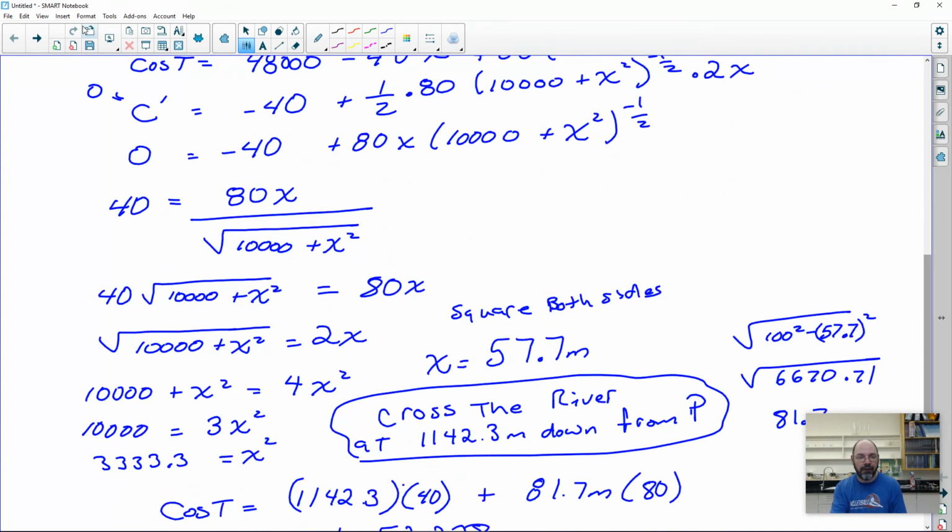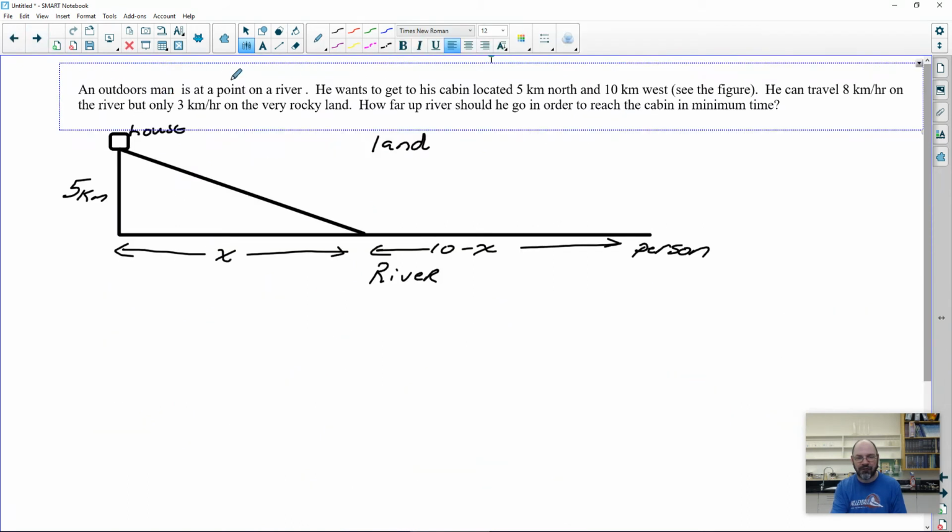The next example is minimizing time. It says an outdoorsman is at a point on a river. So he's here, on the bottom side of the river. He wants to get to his cabin located 5 kilometers north and 10 kilometers west of where he is. So I just drew it like this. This is a total of 10 kilometers.